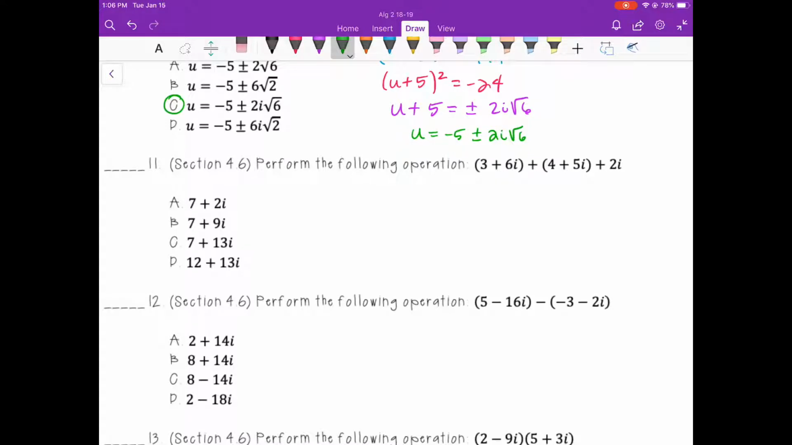Number 11, perform the following operation. So we really just combine our like terms. We have 3 and 4 for our real parts, and 3 plus 4 gives us 7. And then for our imaginary parts, we've got positive 6i, positive 5i, positive 2i. Combine all of those, we are going to get 13i. C.